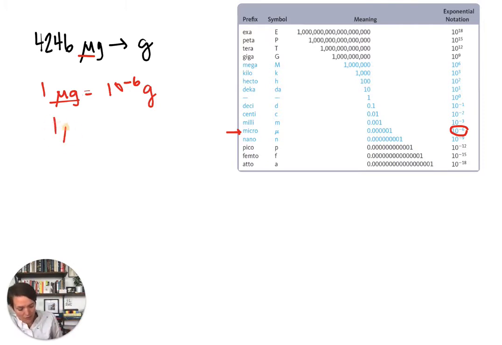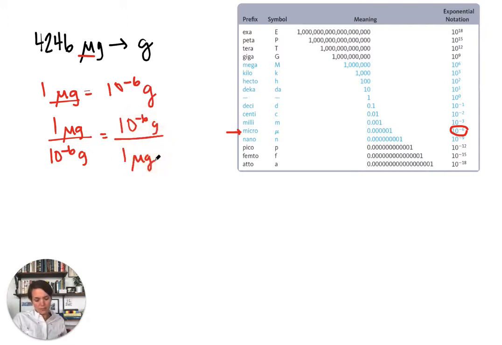Remember that the conversion factor can be written two ways. We want to select the way that is going to cancel out our micrograms and allow us to navigate from microgram to gram. So remember, that is the only utility of a conversion factor, to convert from one unit to the next, because these are representing the exact same, in this case, mass.